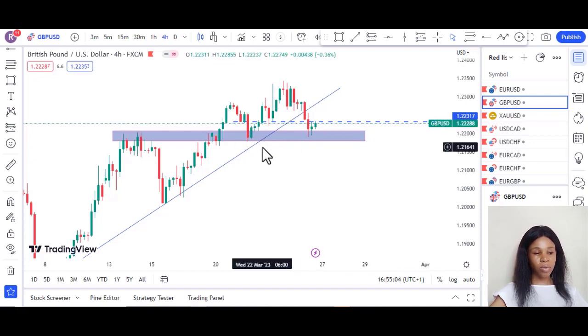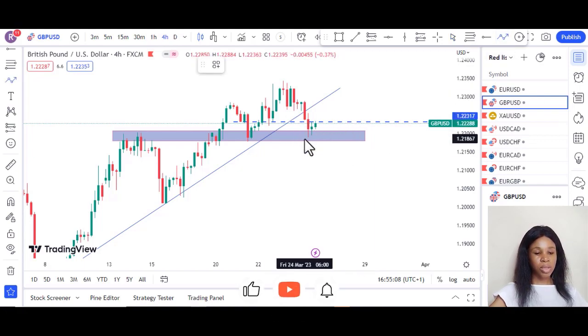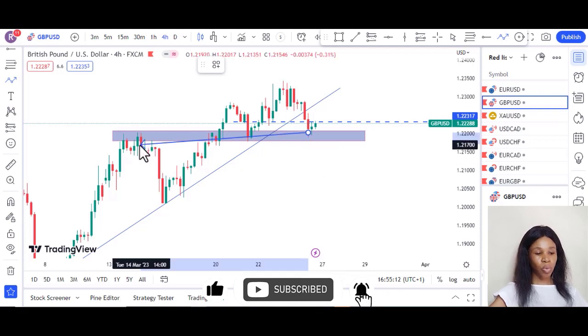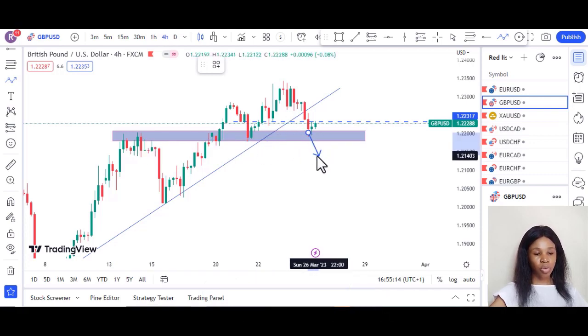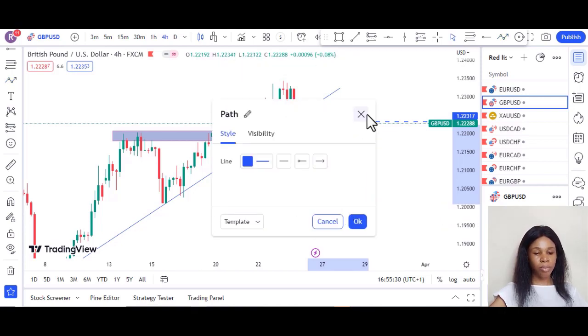To be conservative, because I always love being conservative, for me to short this pair I would like to see a break of this zone, a break of this structure. I would like to see a break and then a pullback to this level or somewhere around here. I would use my fib retracement tool to get that retracement, and then on that note, I'm going to short all the way down to this zone.